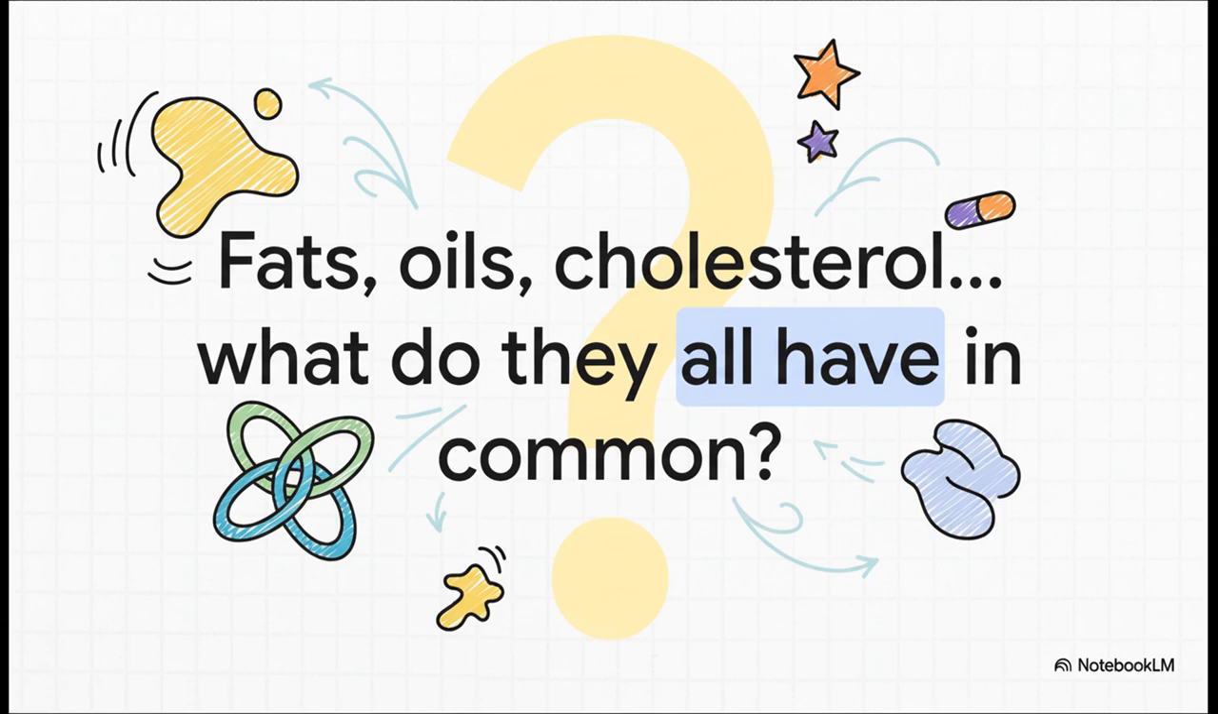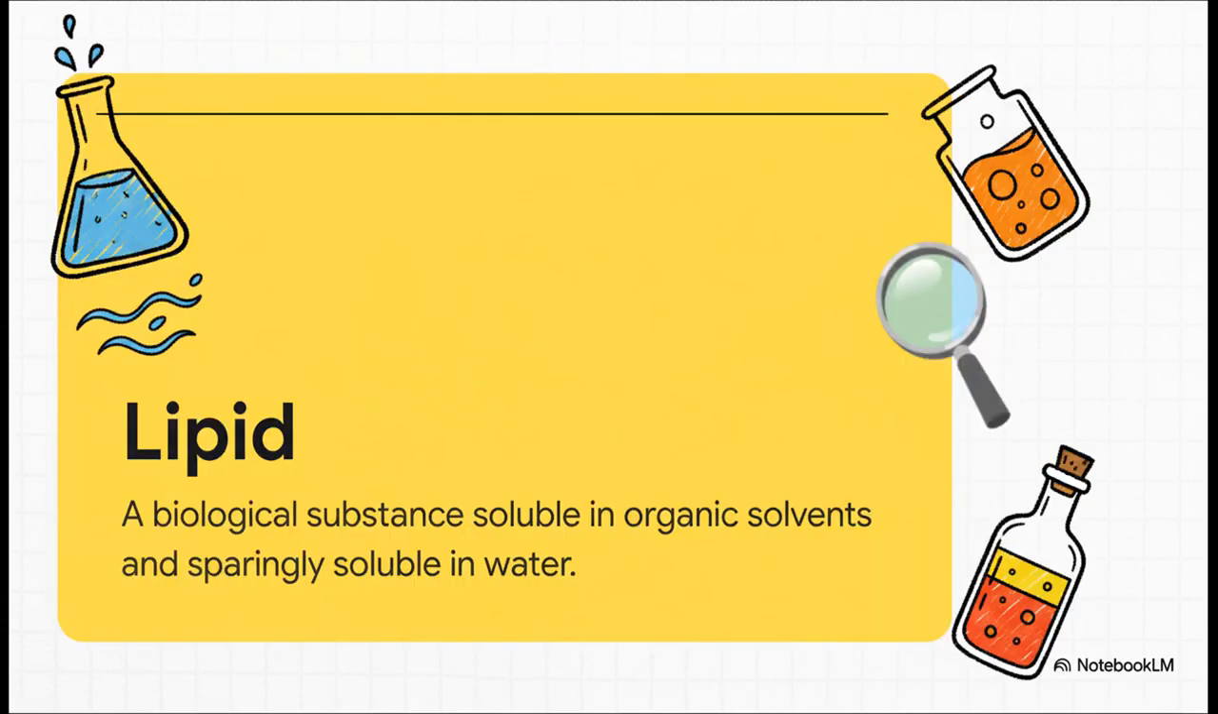Think about fats, oils, cholesterol, even vitamins like D and E. They seem like a totally random bunch, don't they? But they all belong to this one giant biological family. So what's the one thing, the one property that ties them all together? Well, it all comes down to how they act around water.